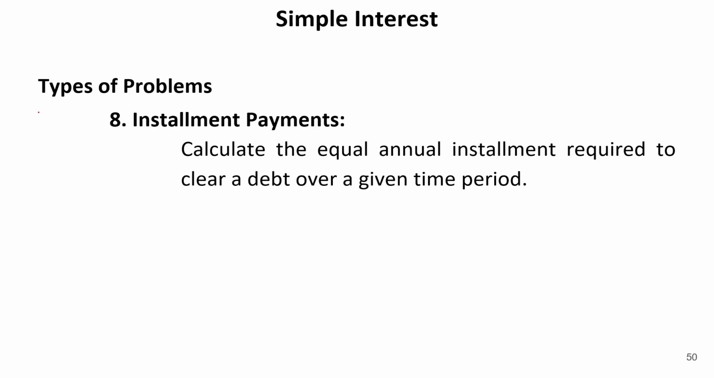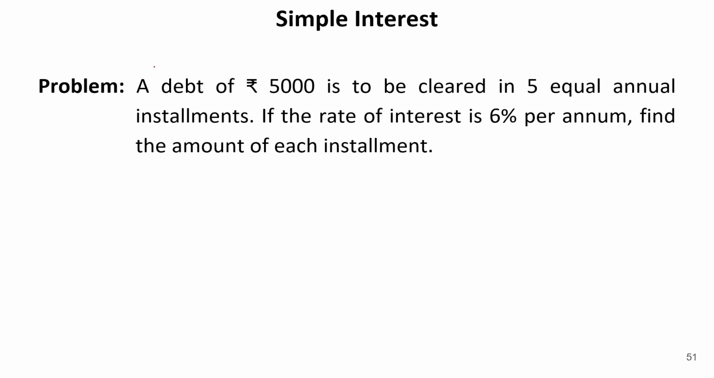So let's see the 8th kind of problem, that is the installment problem. Calculate the equal annual installment required to clear a debt over a given period of time. These kinds of questions very frequently come in the exam. So let's see an example. A debt of 5,000 is to be cleared in 5 equal annual installments. If the rate of interest is 6% per annum, find the amount of each installment.